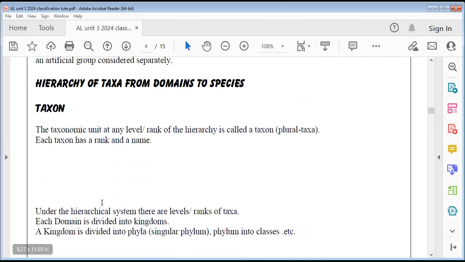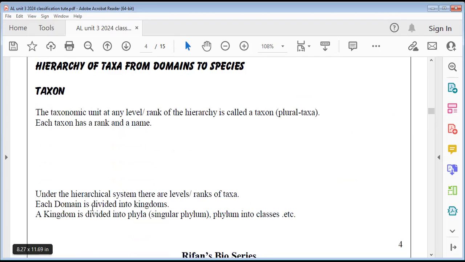Now, what is the heading to you? Hierarchy of taxa, from domain to species. Now you know the hierarchy, right? Domain, kingdom, phylum, class, order, family, genus, species. If you take human, now all these that I am telling here are taxa. What is the name of them? Taxa.